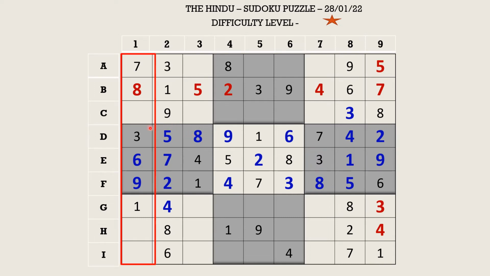Let's try to fill column 1. There is a 4 here which blocks these two cells. So C1 takes 4. Now in column 1 there are only 2 cells left and the missing numbers are 2 and 5. There is a 2 in row H which blocks here. So I1 takes 2 and H1 takes 5.